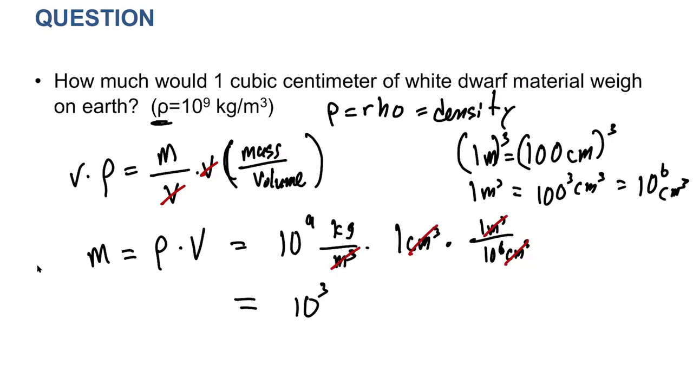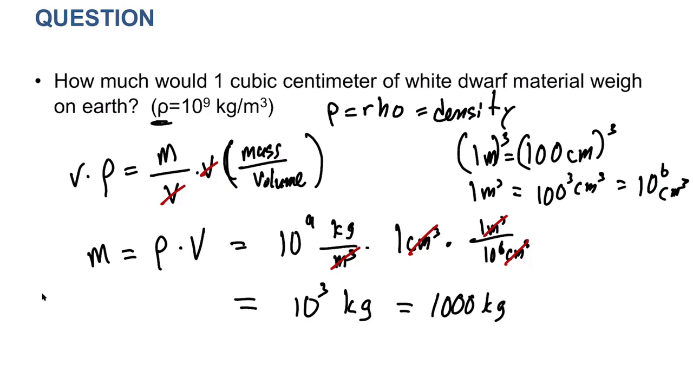And what are the units? They're all gone except for kilograms. All right, so what does that tell us? This is 1,000 kilograms, which is a metric ton. 1 teaspoonful of white dwarf material has the mass of a metric ton. So no, you wouldn't be able to land on a white dwarf because the surface gravity would be too much and you would be squished and it would be too hot and you would be burned up. And even if you could do all those things, you would not be able to lift the teaspoonful of white dwarf material because it would weigh a full metric ton.